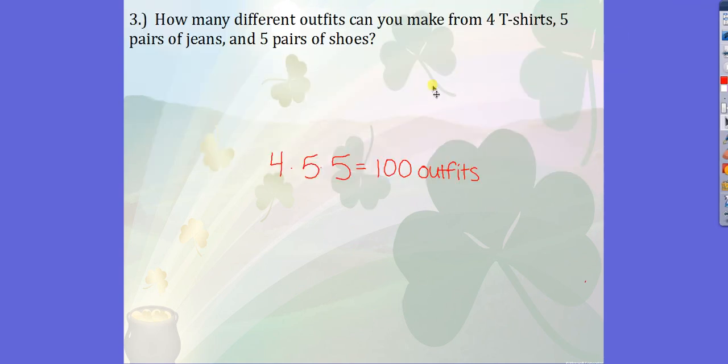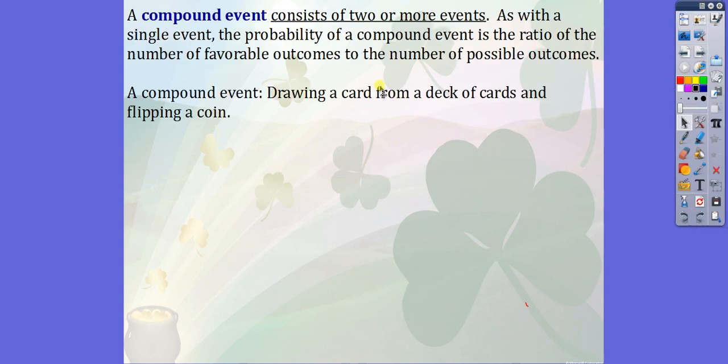So you guys looked at this closet and you figured out how many different outfits you can make from 4 t-shirts, 5 pairs of jeans, and 5 pairs of shoes, and that's 100 outfits.